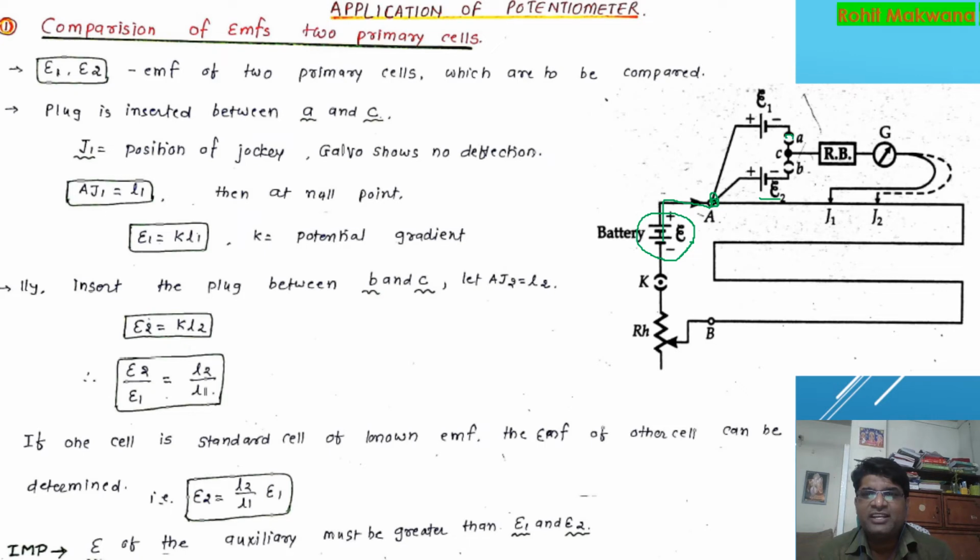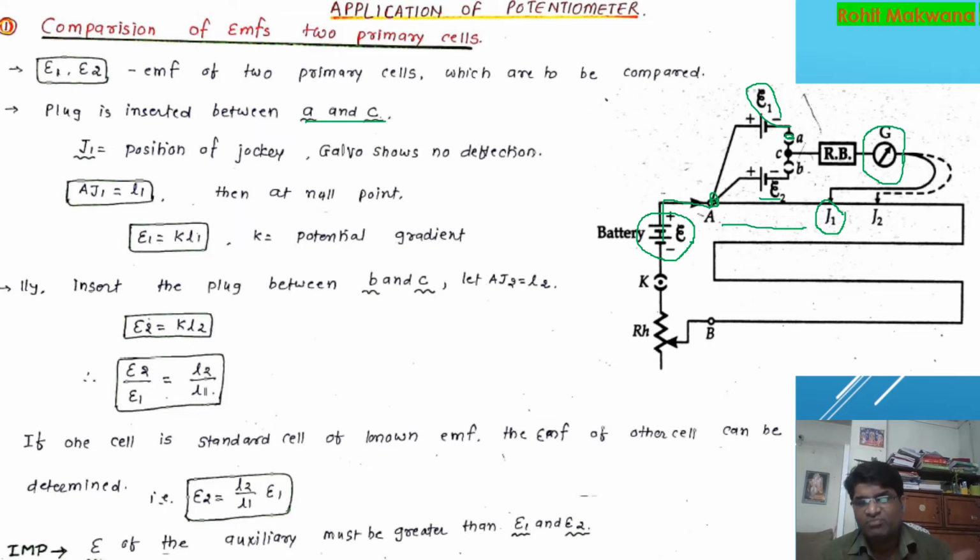So you have inserted this key here between A and C. So when you insert the key between A and C, what will happen? You get the balancing length AJ1, that is for this cell epsilon 1, let's say length L1, right? So AJ1 is the balancing length. Balancing length means the galvanometer here will show zero deflection. There is no current passing through the galvanometer. Then at that null point, when you get the null point, you can say that E1 is equal to KL1.